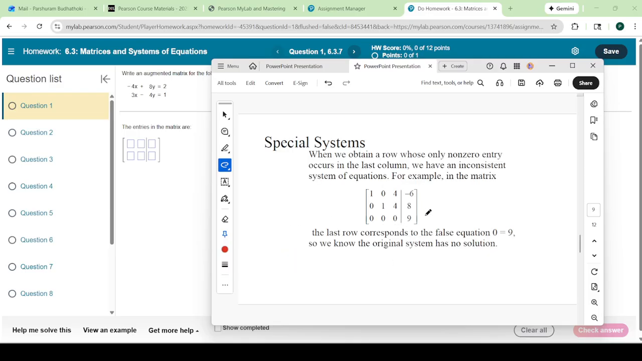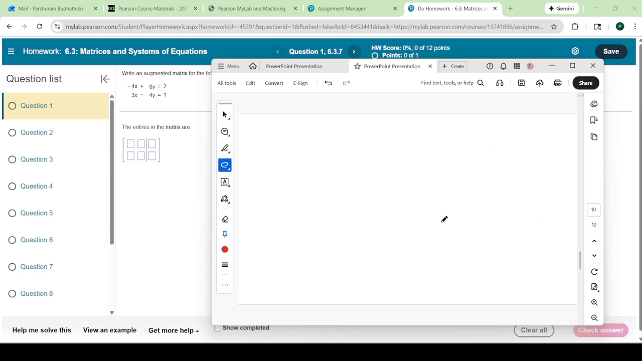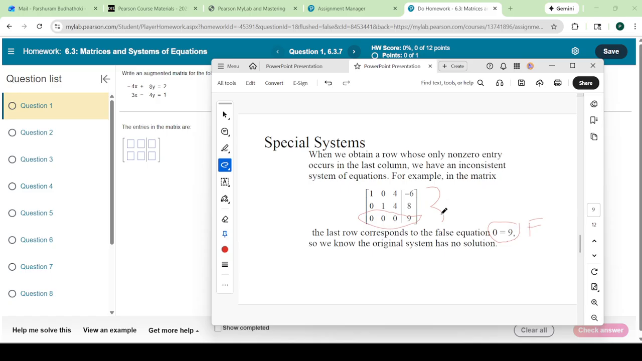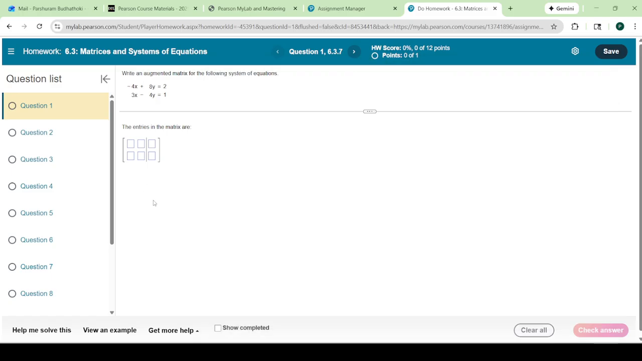Sometimes you might have a row like this, where on the left side of the equation there is a 0 and on the right side of the equation there is a 9. So it means 0 equals 9, which is a false statement. That means there is no solution for this type of system. They are a special system. Okay, now let's look at some examples.